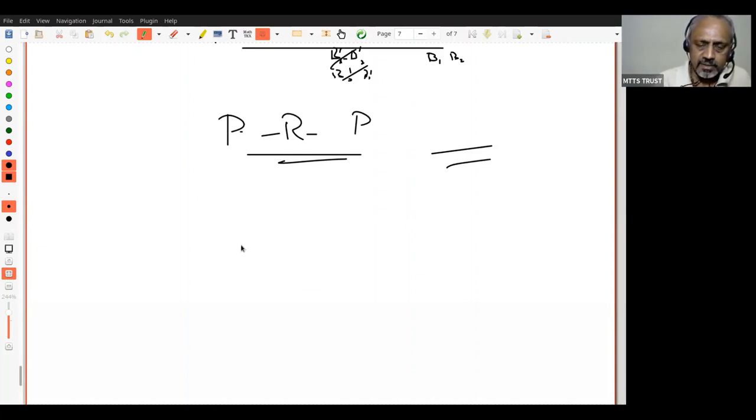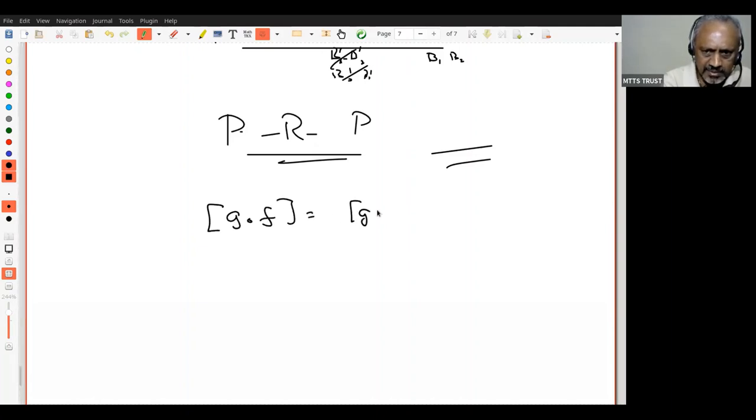Now let's do two things. Earlier we said that G composed with F, whatever the notation, let me not write this, corresponds to the product of matrices, right?